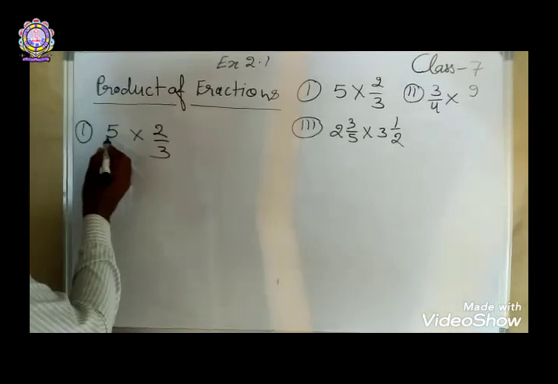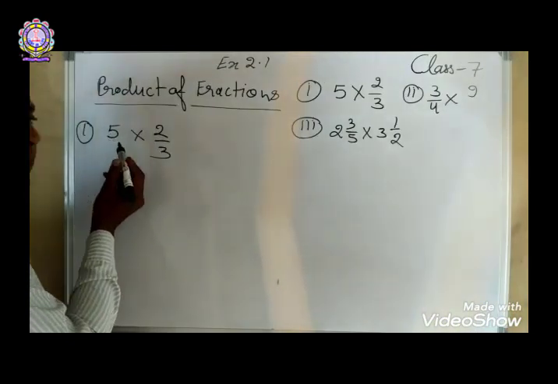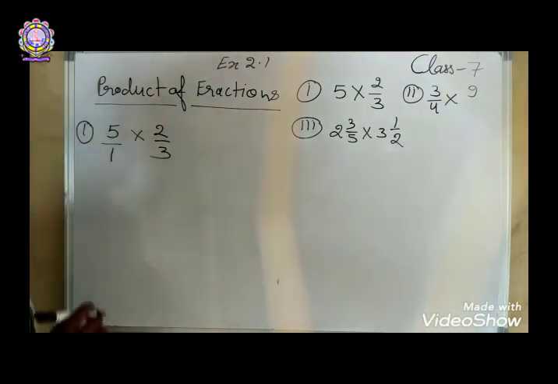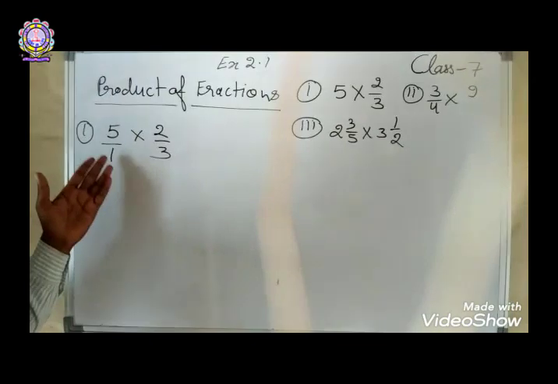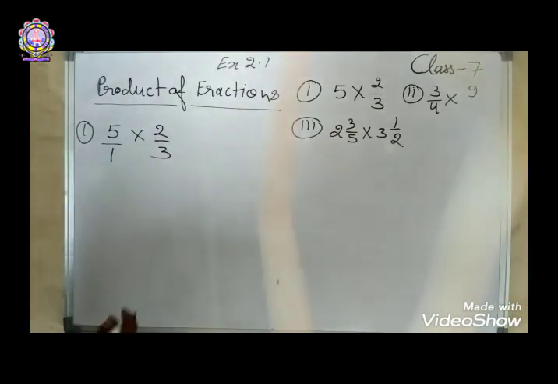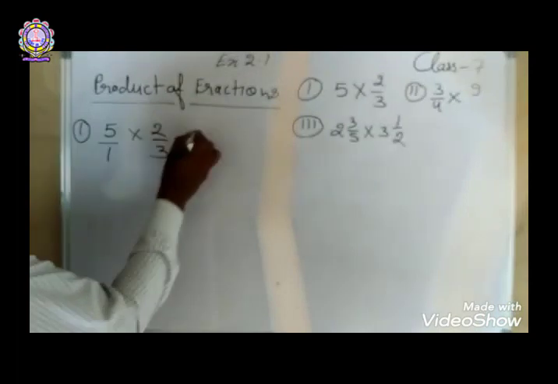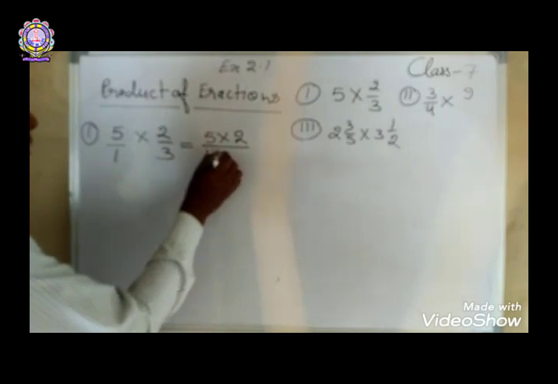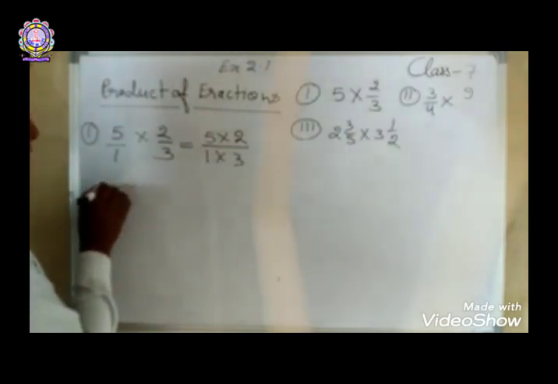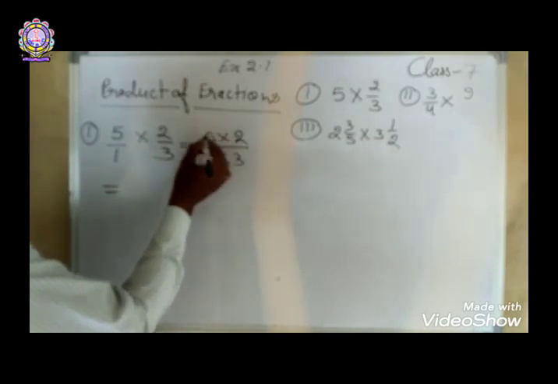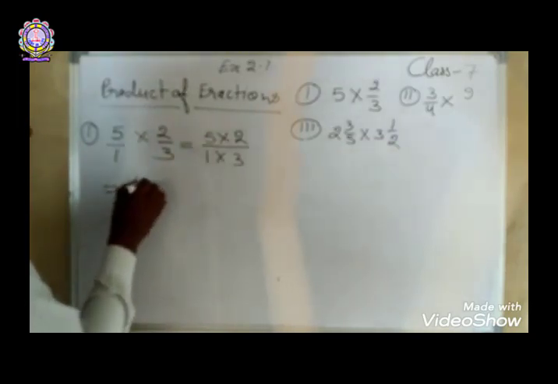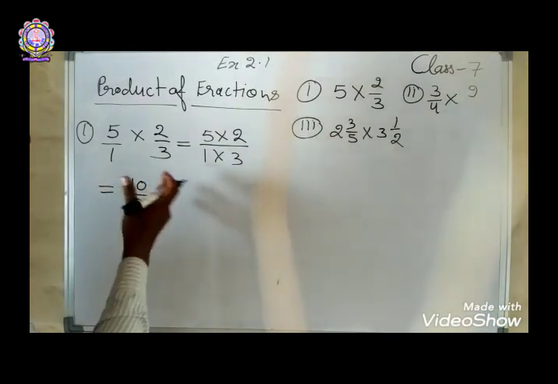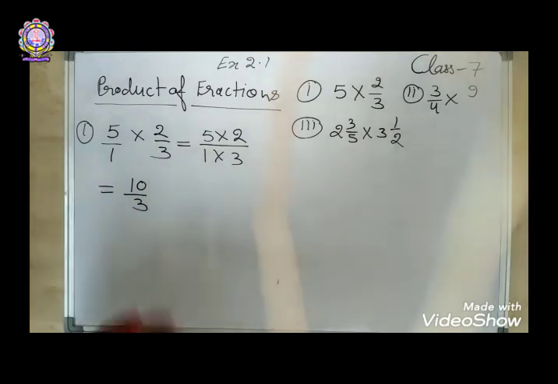But in the first, this is a positive integer, so there is no denominator. So we have to write the denominator as 1, because 5 divided by 1 gives us 5, and then multiply it. 5 multiplied by 2 upon 1 multiplied by 3. That is equal to 5 2s are 10 upon 3 1s are 3. That is the solution. And how do we change it into a mixed fraction?